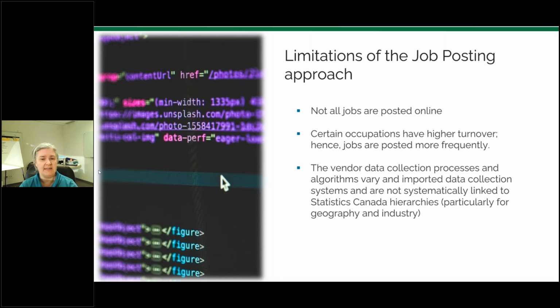We also find that jobs may be posted more frequently for occupations where there is a higher turnover of staff. So it's not that there are more jobs in that occupation available for workers. It's just that those jobs are being filled more frequently in order to replace the staff that has turned over.